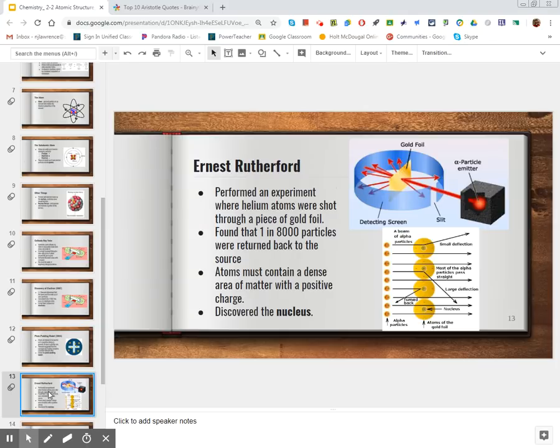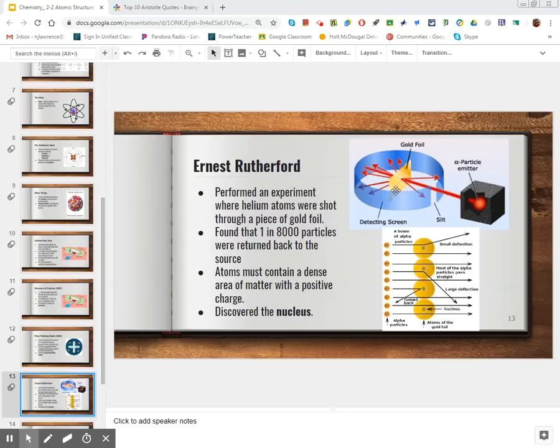So Ernest Rutherford came along and he designed an experiment. In this experiment, he took alpha particles, which is nothing more than a fancy helium atom. So a helium atom is going to be 2 protons with 2 neutrons. An alpha particle is just the protons and the neutrons without the electrons. And so he shot these helium particles, or these alpha particles, through a piece of gold foil. So when we say gold foil, think of aluminum foil.